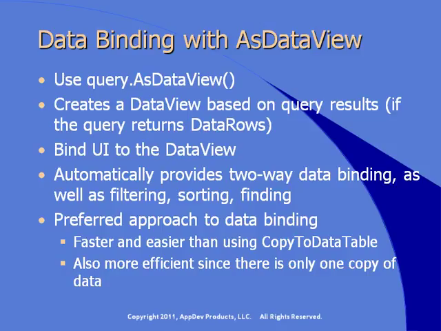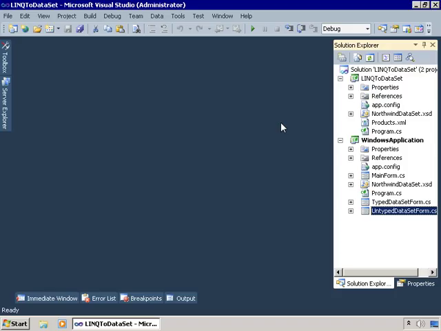Let's go see examples of data binding with all three of these methods. I'm back in the LINQ to Dataset sample application, and this time I want to look at the Windows application and see some examples of data binding using LINQ to Dataset. So let's run this.